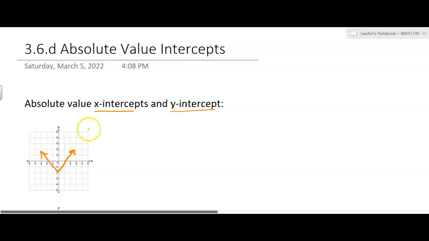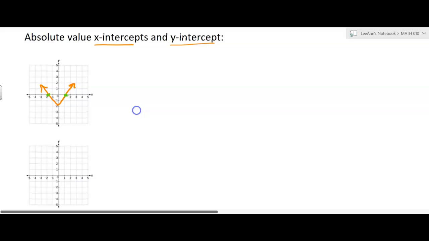X-intercepts are where it's crossing the X-axis, right? Right there and there, those would be the X-intercepts, okay? So, yeah, that's where it crosses the X-axis. Those are the X-intercepts. What about the Y-intercept in this case? Well, the Y-intercept would be right here where it's crossing the Y-axis. Okay, so if you took our initial absolute value function, the X-intercept is at 0, and the Y-intercept is also at 0.